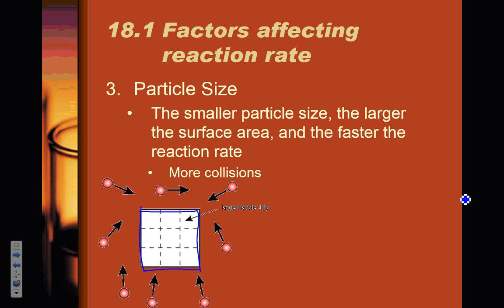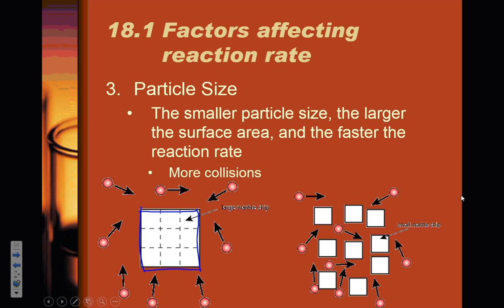So all of these in-between areas that you see as dotted lines, the reactant particles can't come together inside there because they can't get in there. So the only place they can react is on the outer surface. When you take a large object and break it up into smaller pieces, you dramatically increase the surface area.